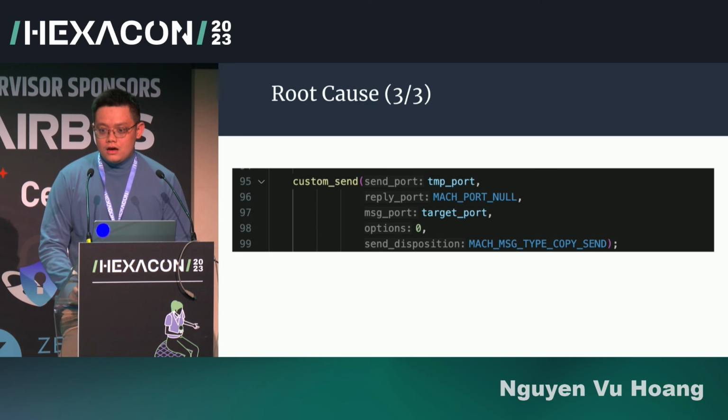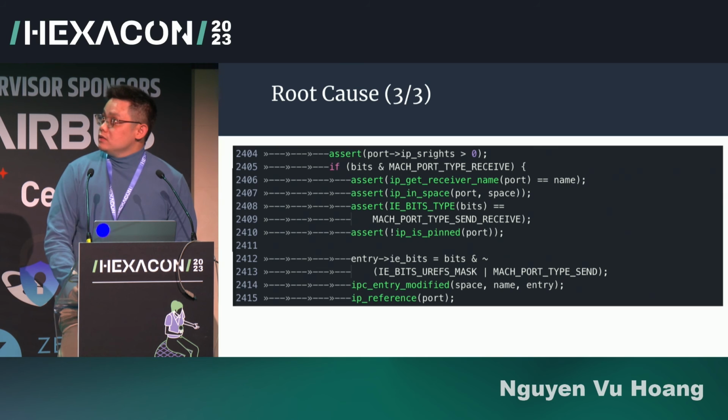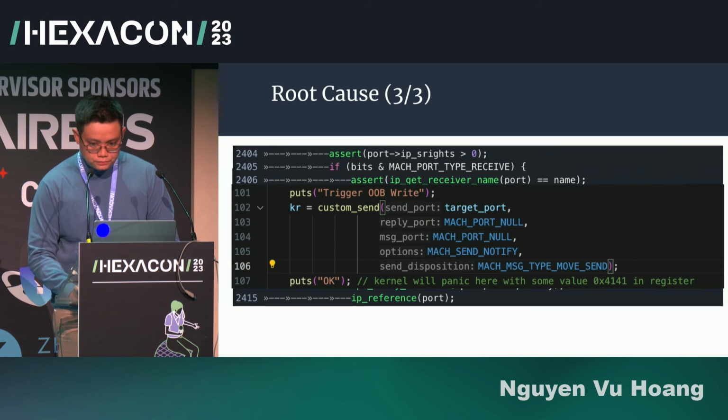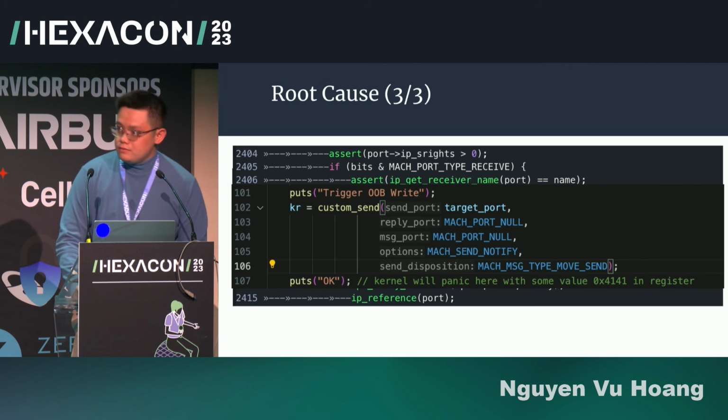Let's take a closer look at the first custom send. On this first custom send, I will attach the target port to the ask message port, whose disposition is MACH_MSG_TYPE_MOVE_RECEIVE, and it will trigger the function ipc_right_copyin. In this case, because this Mach port was allocated with the receive right, it will trigger this case in the function ipc_right_copyin, and it basically removes the receive right out of this target port.